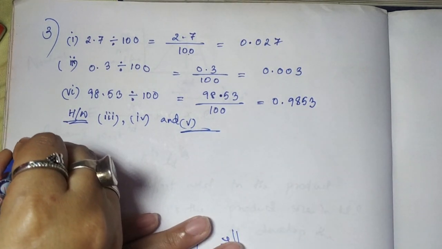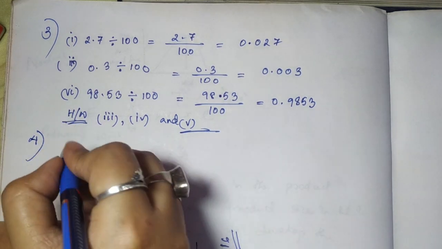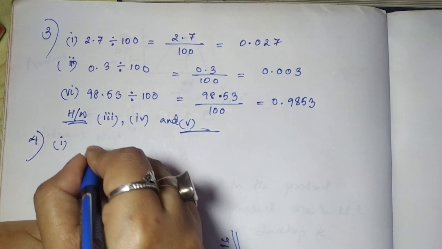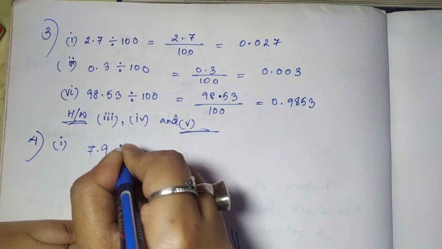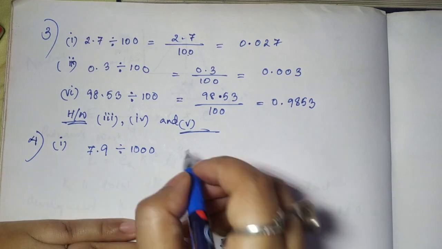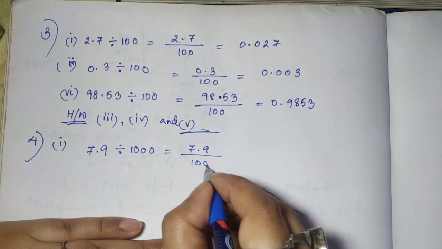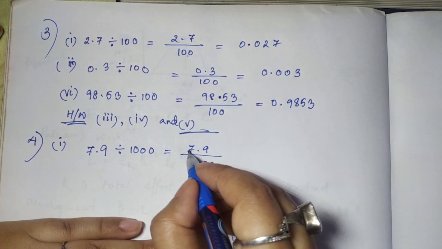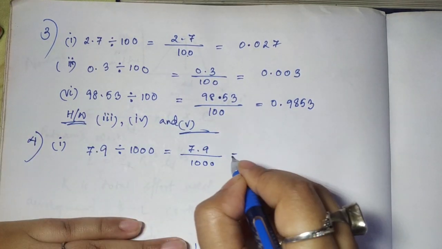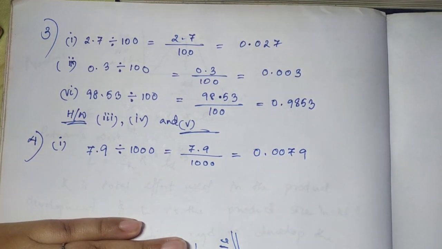Let us move on to question number 4. Here you will find division of the numbers by 1000. Question number 1, you have 7.9 divided by 1000. So same method. Here 3 zeros, so the point will shift how many digits? It will shift 3 places. One place is here. We need 2 more places, no other numbers. So we'll add 2 zeros and the answer comes out to be this.